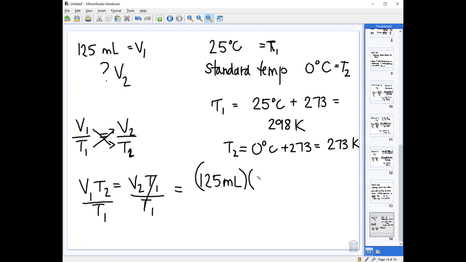I'm going to plug in my T2, which is 273 K, and I'm going to divide by my T1, which is 298 K. So my units of K cancel out. I'm left with milliliters, which is what I'm looking for.